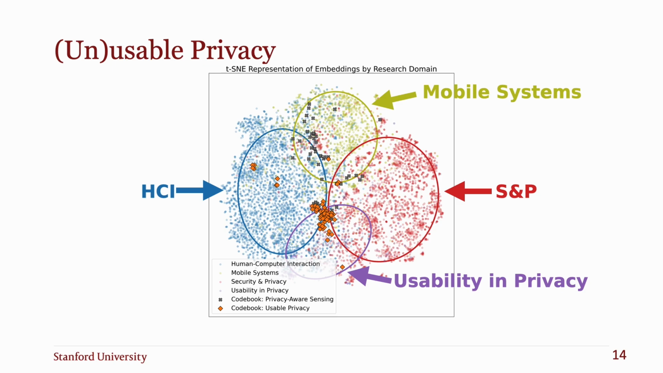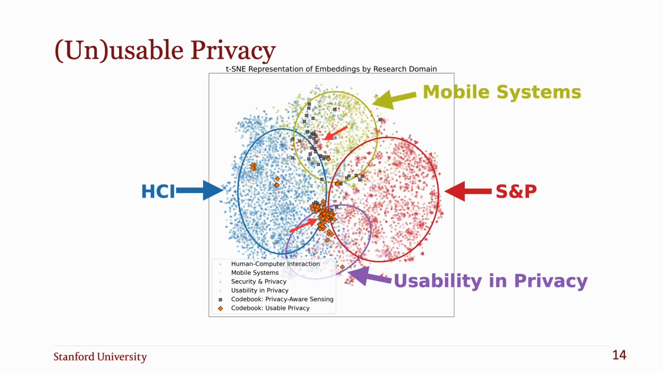This divide isn't just visible in the evaluation methods or privacy principles, it also appears when we look directly at the embeddings of these works. To generate this figure, I created a t-SNE projection of the vector representations of all 10,000 plus collected papers, color-coded by research community. The usable privacy works we included in the codebook are marked as orange diamonds. The privacy-aware sensing works are shown as gray crosses. Unfortunately, there's very little overlap between the two. Even though both groups work on privacy and sensing systems, they tend to speak different languages, conceptually, methodologically, and even literally in terms of terminology.